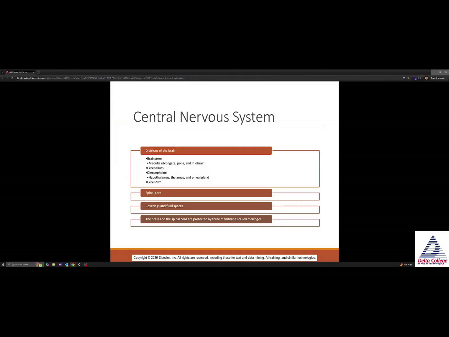The cerebellum. Then we have the diencephalon, which contains the hypothalamus, thalamus, and the pineal gland. Then we have the cerebrum. We also have the spinal cord. We have coverings and fluid spaces. And we have the brain and the spinal cord that are protected by three membranes called meninges. So all of this makes up the central nervous system.